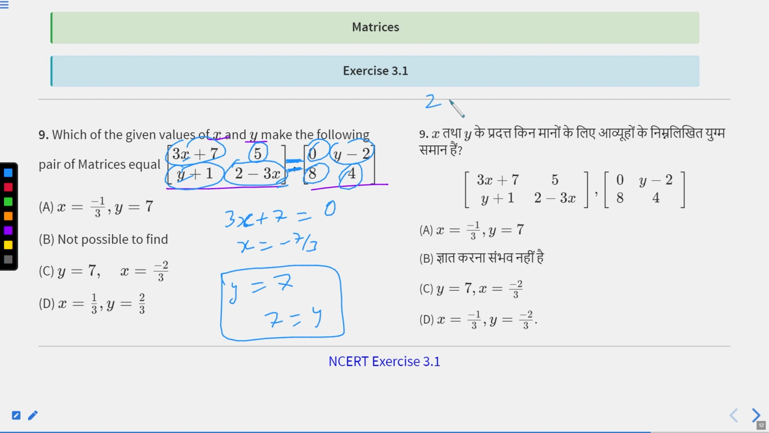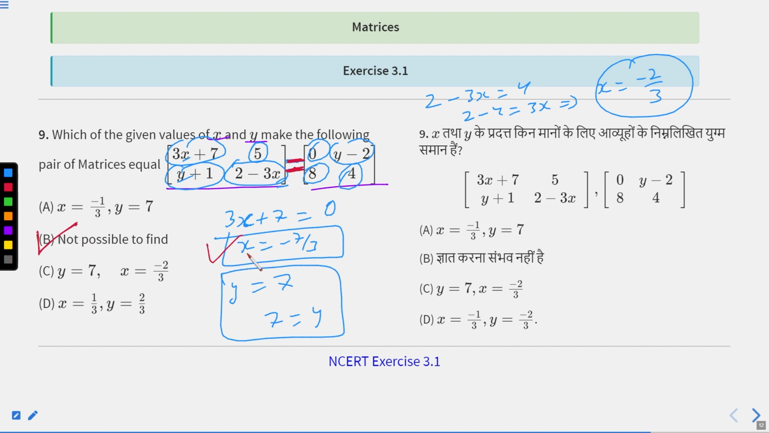This must be same as this. So 2 minus 3x must be 4. This means 2 minus 4 is equals to 3x. This means x must be minus 2 by 3. But you are having x is equals to minus 7 by 3 and x is equals to minus 2 by 3. This cannot happen. So you cannot find any x such that both matrices must be equal. So this means not possible to find. Why not possible? x cannot be minus 7 by 3 and minus 2 by 3 at the same time.